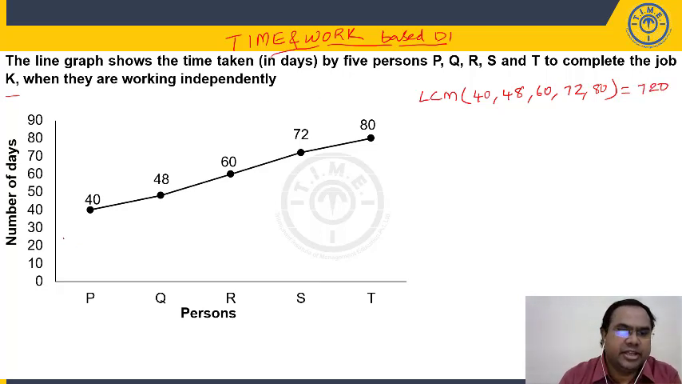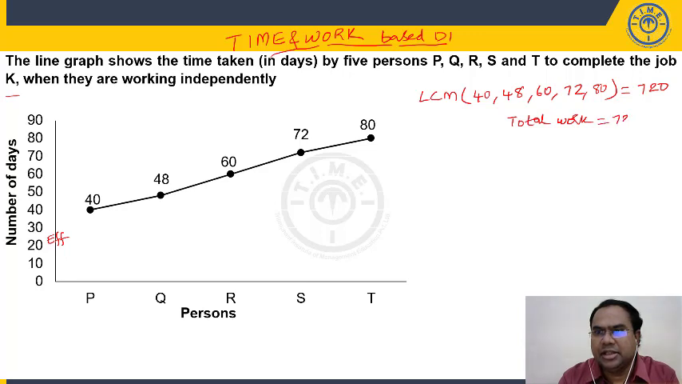Now I'll write the efficiency here. Let's assume the total work is 720 units. These 720 units are completed by P in 40 days. So the efficiency of P is 18 per day. P will do 18 units because the total is 720 and P is completing it in 40 days. 720 by 40 is the efficiency of P, 18.